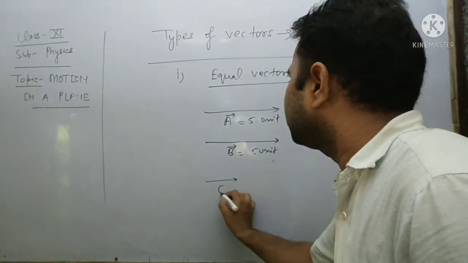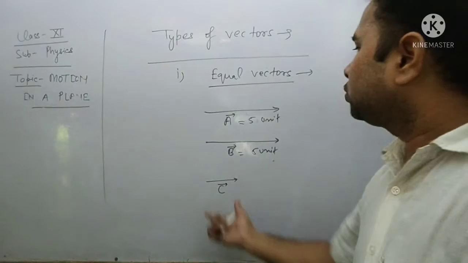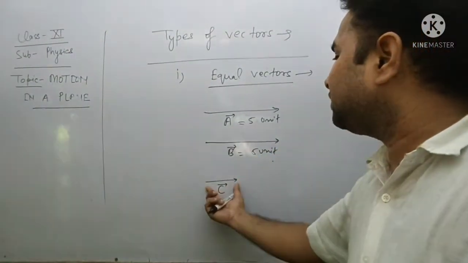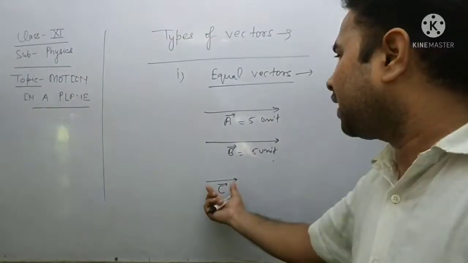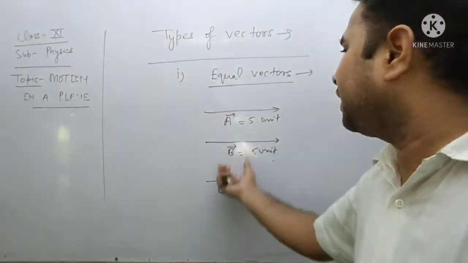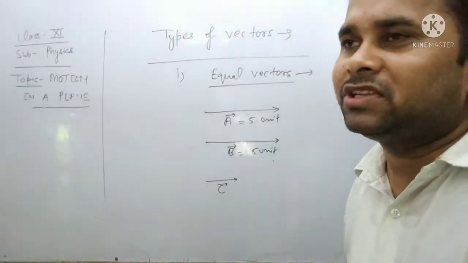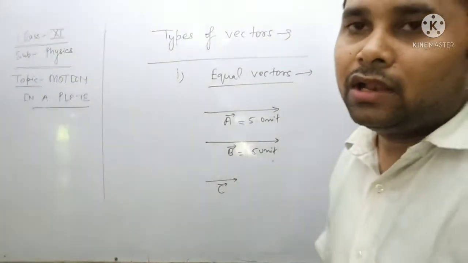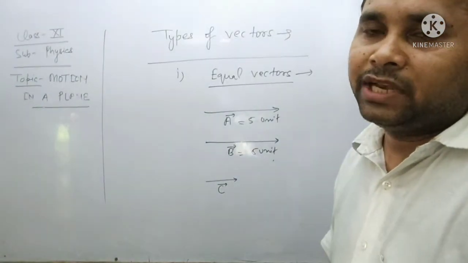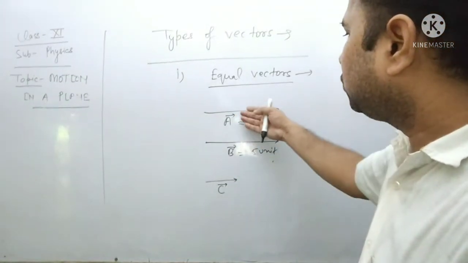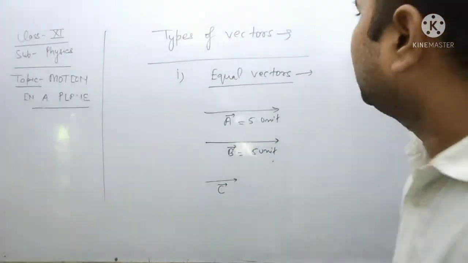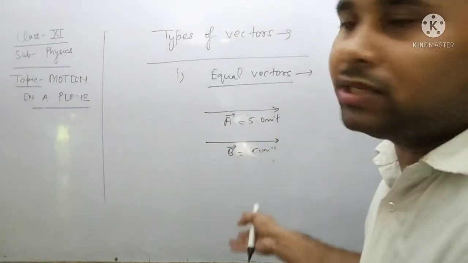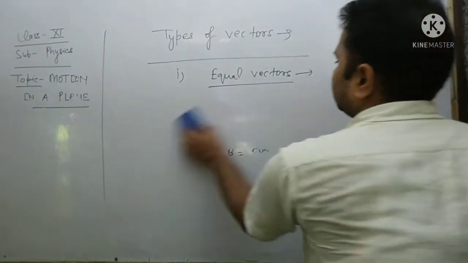Suppose this is the C vector. It is representing the same direction as A and B, but it is a shorter line. It has a shorter line, which means its magnitude is less than A and B. This is the way of representation. If the arrow line is shorter, it has a lower magnitude, comparatively less than A and B. So these are equal vectors. Equal vectors means if two vectors have the same magnitude and direction, then they are equal vectors.